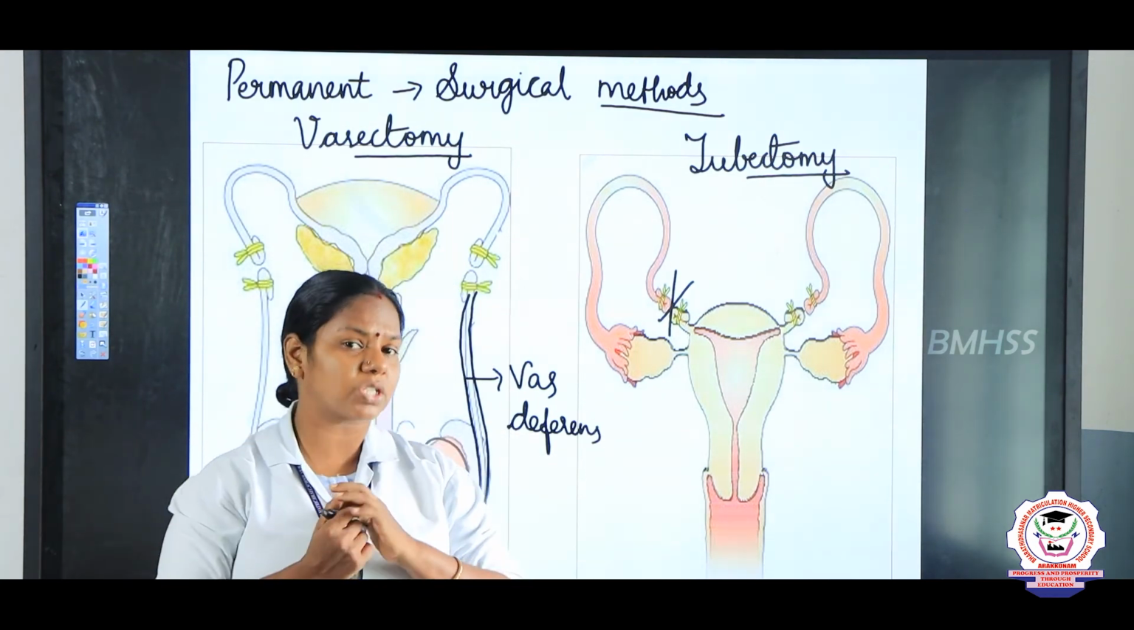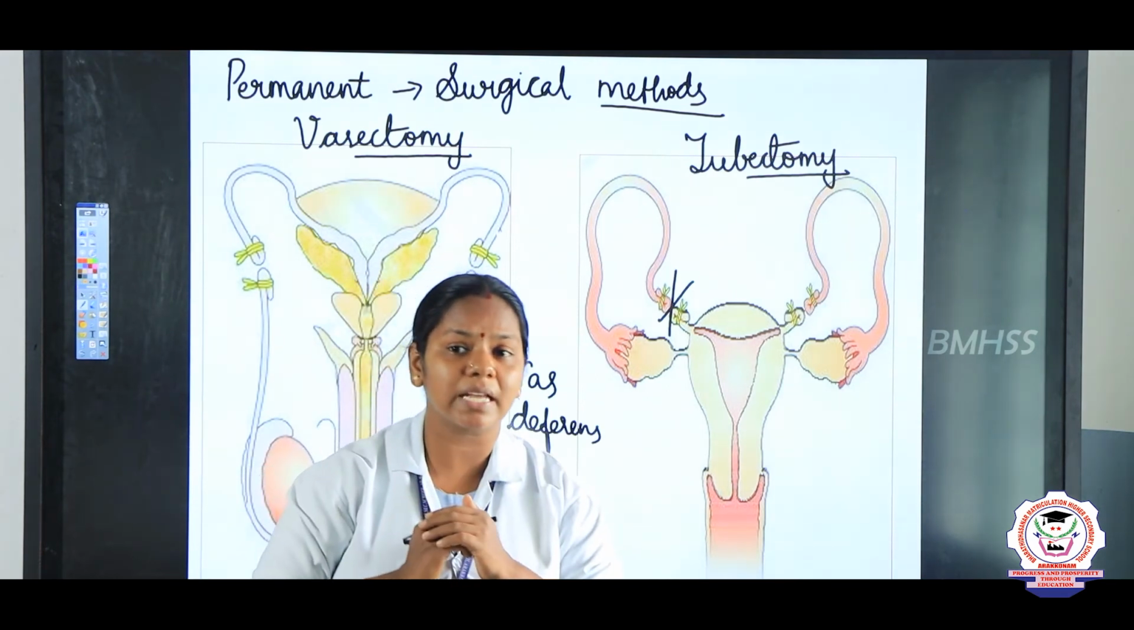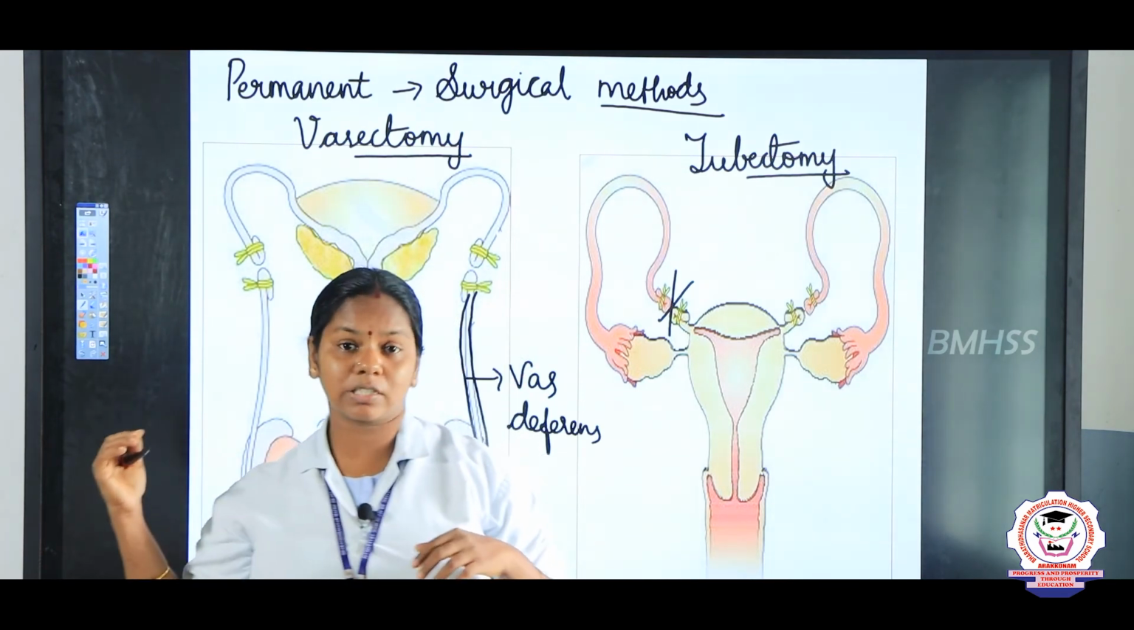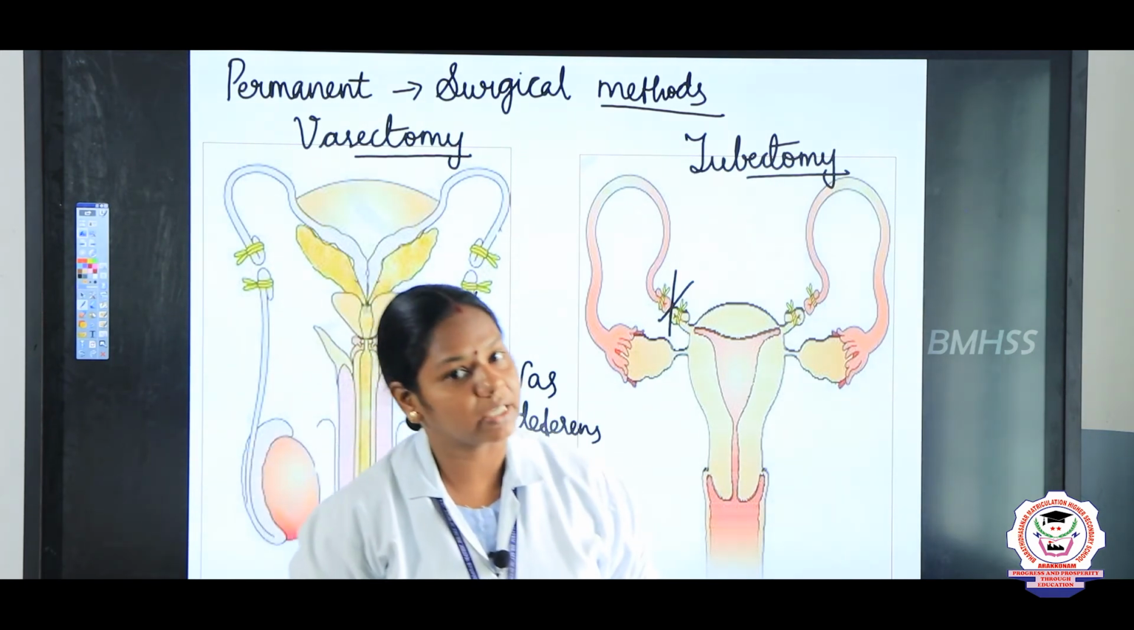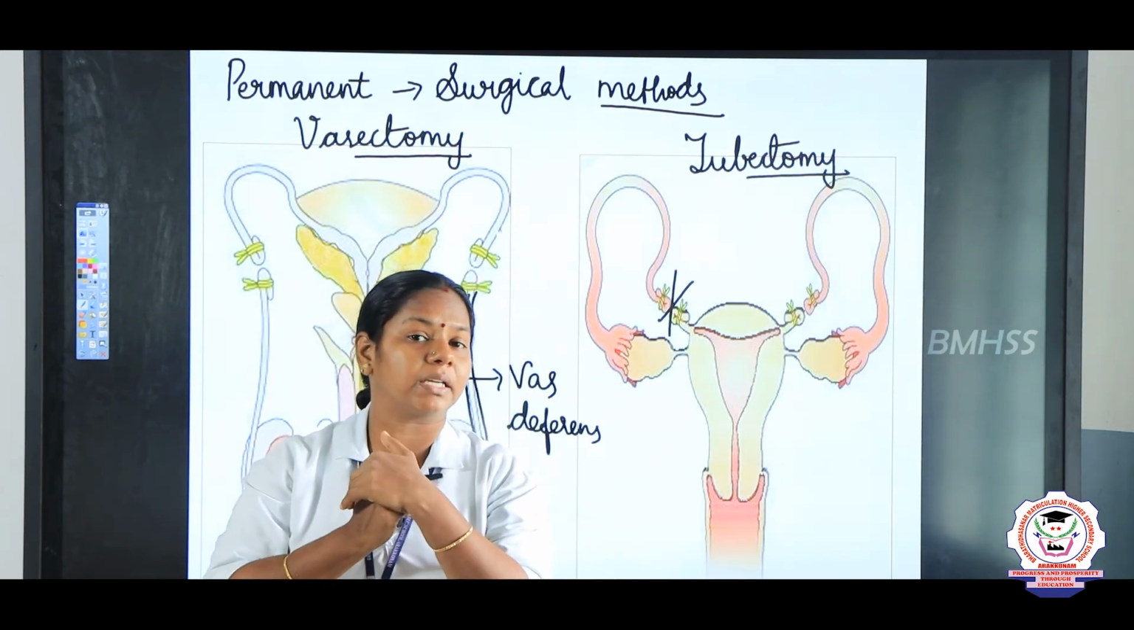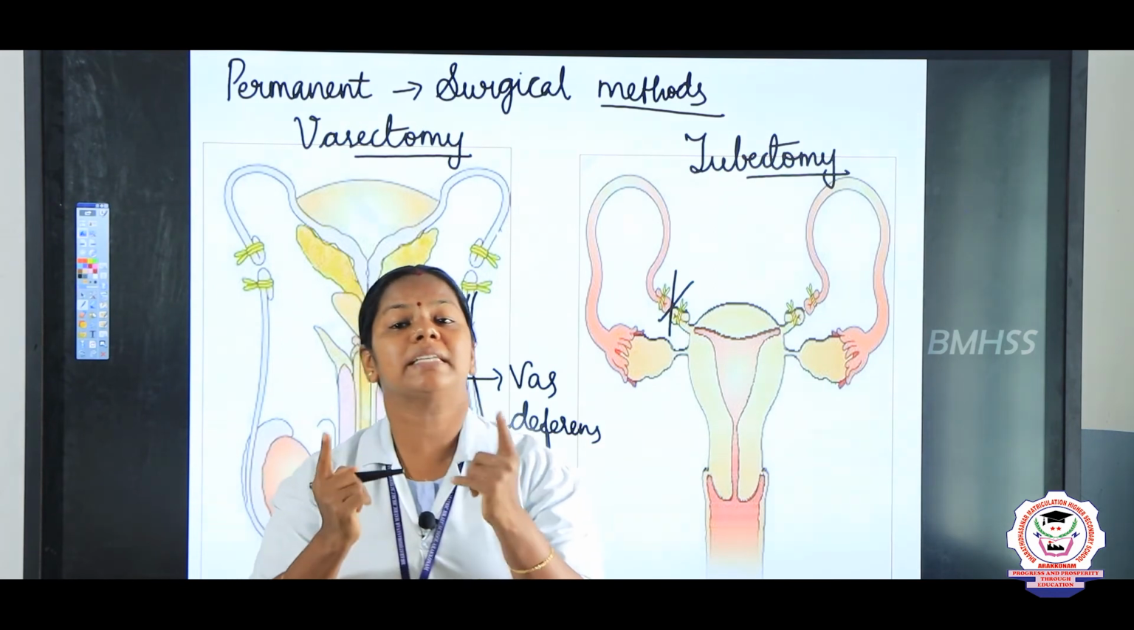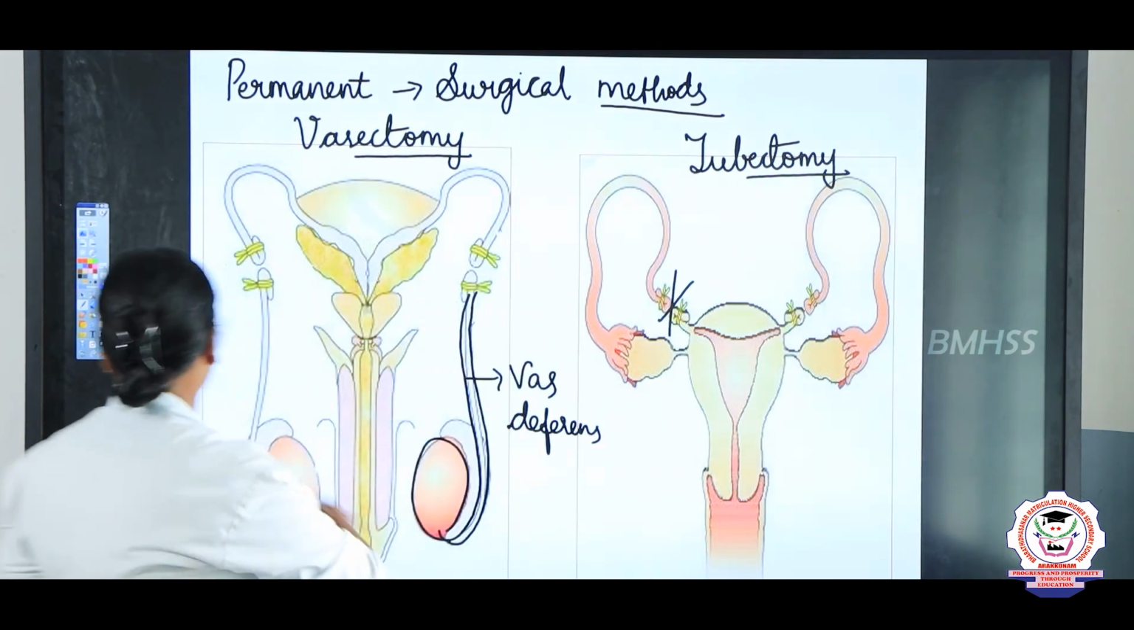So I will ask you some questions. Which is a male sterilization method? Vasectomy. Which is a female sterilization method? Tubectomy. Yes. Which is the oldest family planning method? Yes, coitus interruptus.